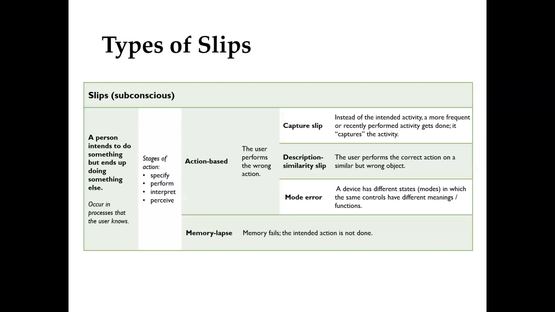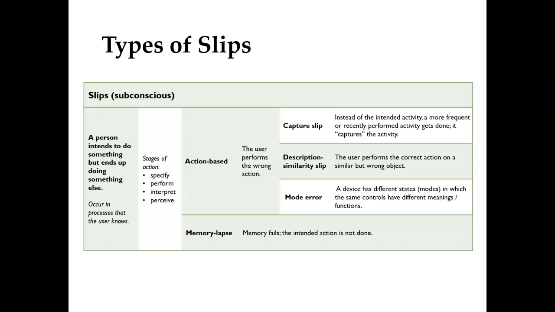In capture slips, the person performing the action intends to do one thing, but something that that person does more frequently, quote-unquote, captures the activity and does it instead. Well, we'll give examples as we go along here. Then a description similarity slip. The user is performing the correct action, but doing it on the wrong thing. So that may be a case of the wrong button. It may be designed similarly. It may be in the same place. All sorts of possibilities.